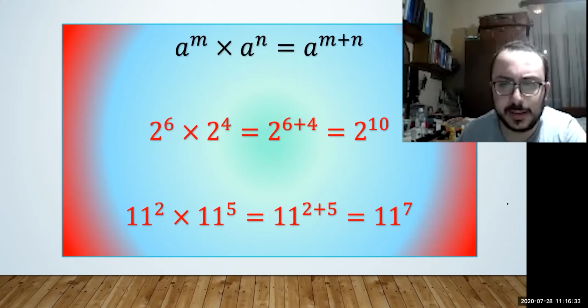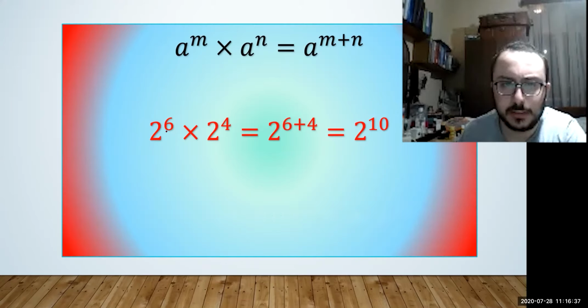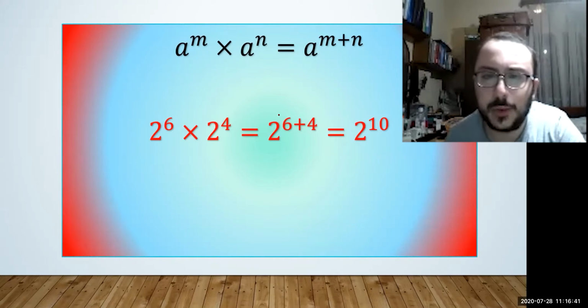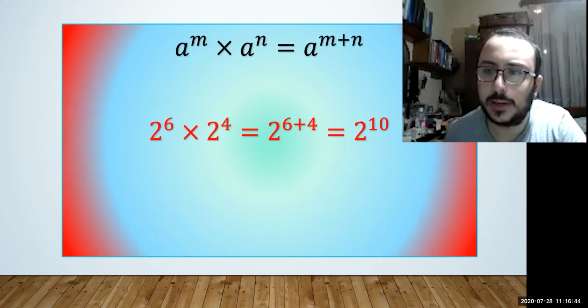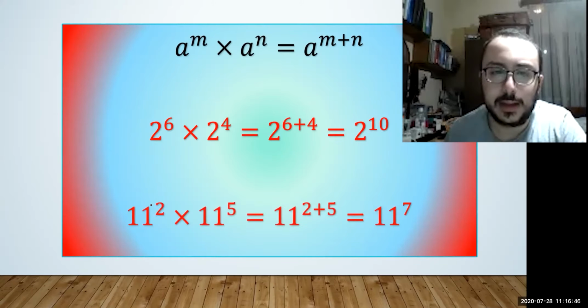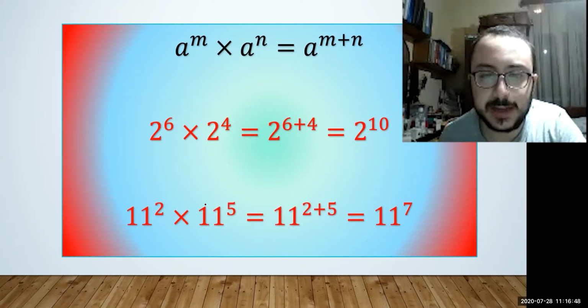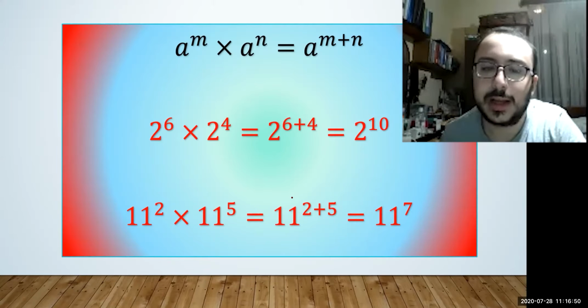Other examples here, you can see 2 power 6 times 2 power 4 is 2 power 6 plus 4 equals 2 power 10. 11 power 2 times 11 power 5 is equal to 11 power 2 plus 5. We add the powers and it's 11 power 7.